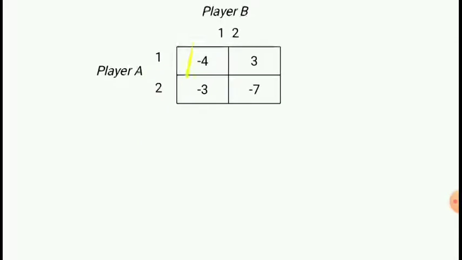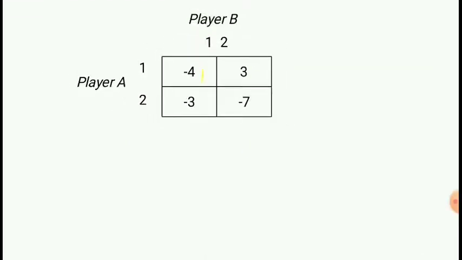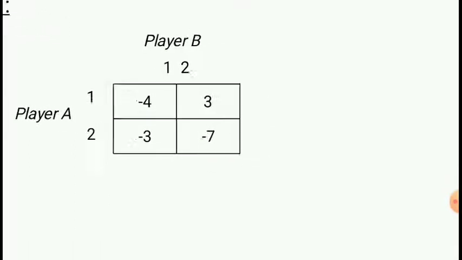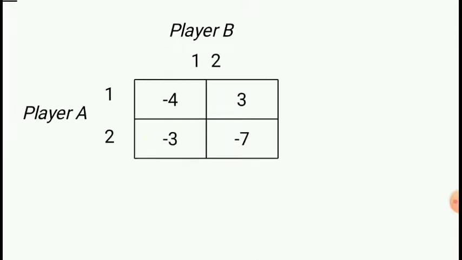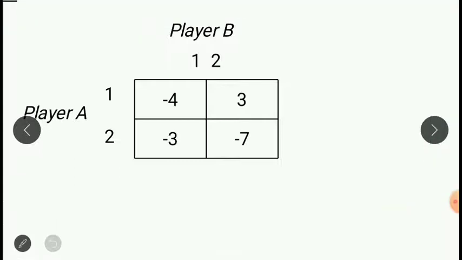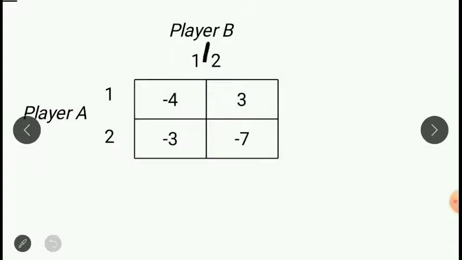Let's say we have this simple example that there is a player B and player A with this matrix or table, you can say, right? Now here you can see that there are three negative values and one positive value. Let me divide this. This is actually separate, that is first column and second column. Okay, I hope this is understandable.